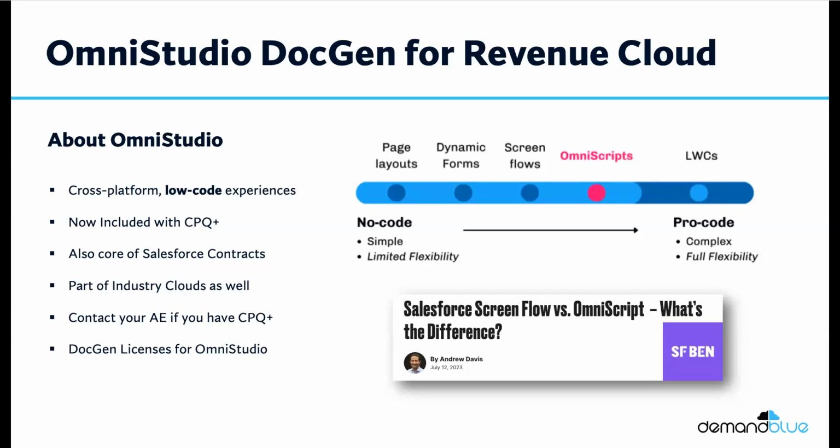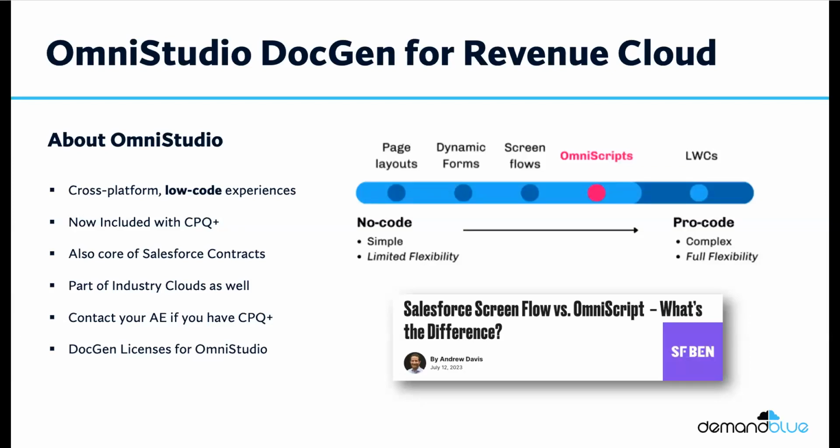So again, we're not covering that today, but OmniStudio is baked into that, and we hope to cover that in a future webinar. We mentioned that it does come from the Velocity acquisition and the new Salesforce Industry Cloud products, so it's baked into a number of those. And if you do have CPQ Plus and don't have OmniStudio installed, contact your AE. They should be able to help you get that installed.